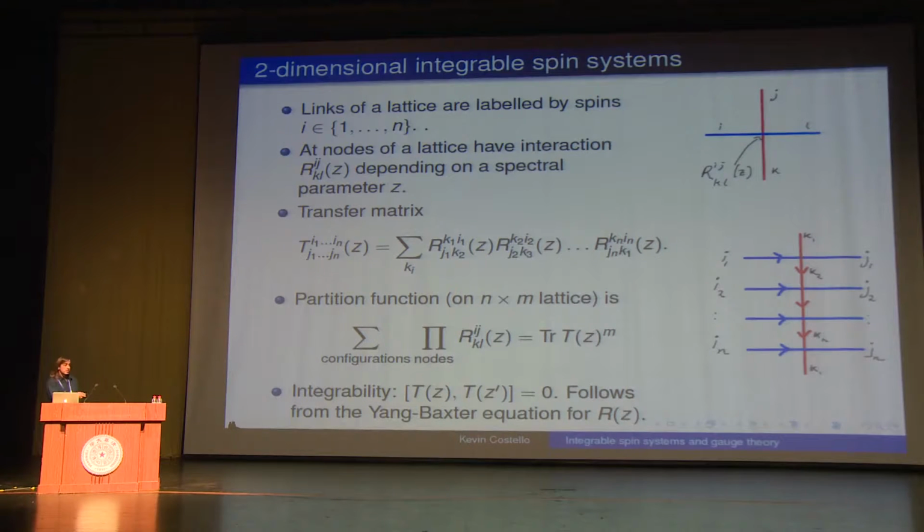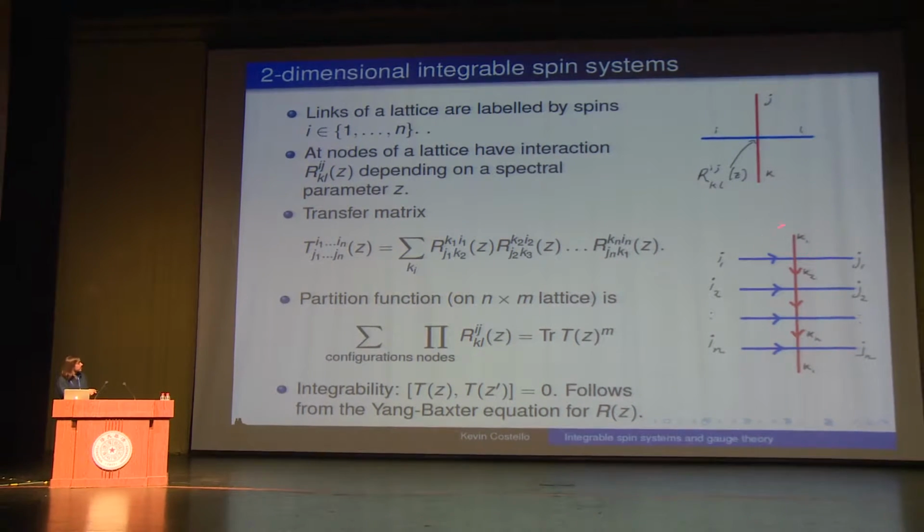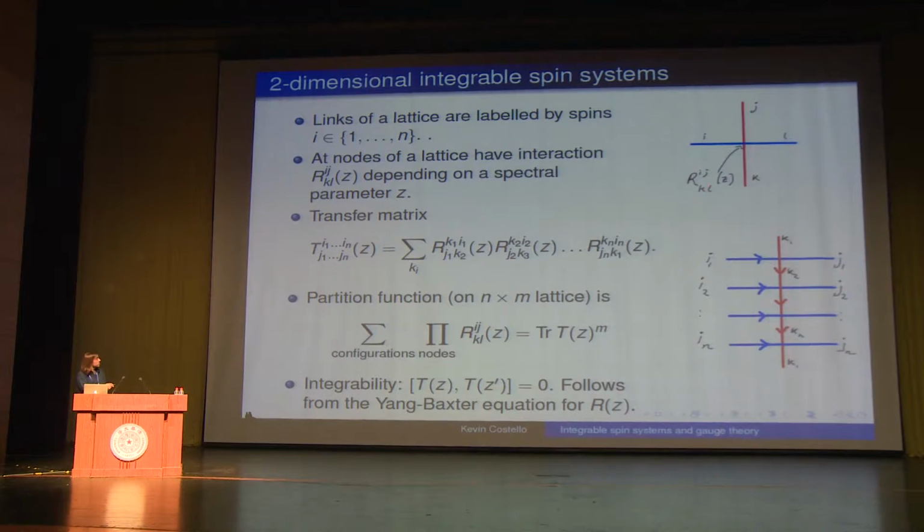So from this data, one can construct in a standard way the transfer matrix, seen in this diagram. It's obtained by multiplying the Boltzmann weights into what's called the R matrix. We multiply the R matrix on various adjacent sites and then take the trace. The partition function is again defined in the standard way. We sum over all spin configurations, take a product over all vertices of the Boltzmann weights, and one can check this is the same as the trace of the nth power of the transfer matrix.